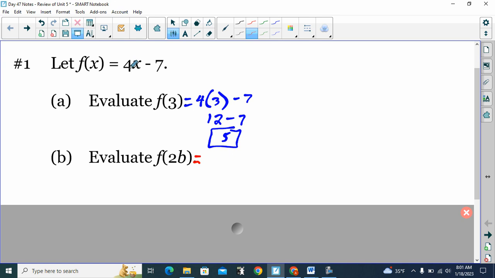So if I plug 2b in for the x, it's going to say 4 times, instead of x, I'm putting 2b in for the x, minus 7. Instead of 4x minus 7, I've got 4 times 2b minus 7. 4 times 2b is 8b. 8b and minus 7 are not like terms, so I cannot combine them. That is my answer.